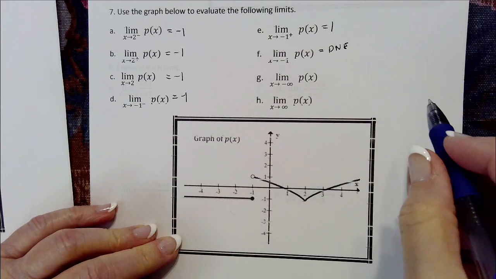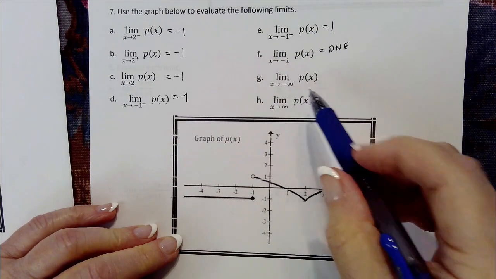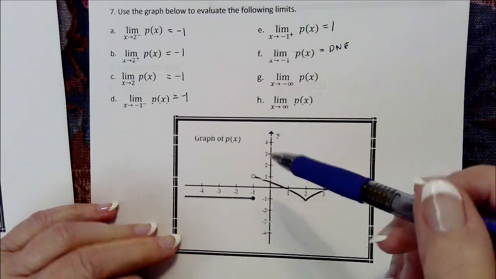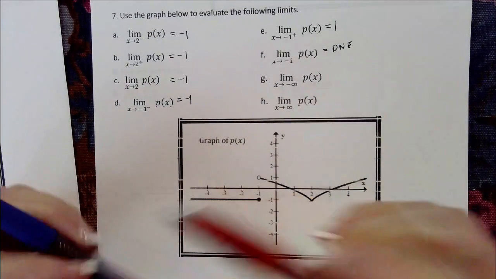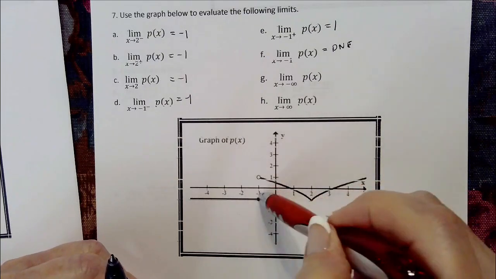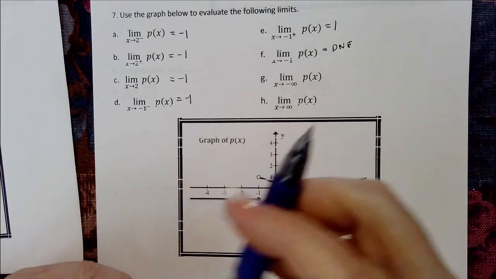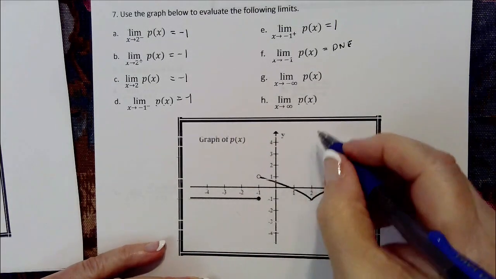Okay, now here's where the questionable one comes, where it says if x goes to -infinity. So in this case right here, x is going to -infinity, it's going to be going this way. So where are we going to be all the way down? We're going to be at -1 because this is a constant function. So this one's going to be -1.